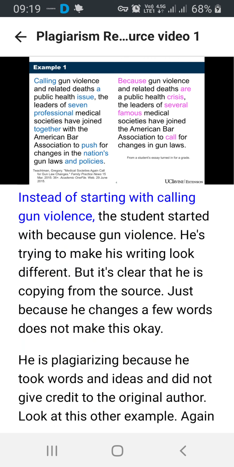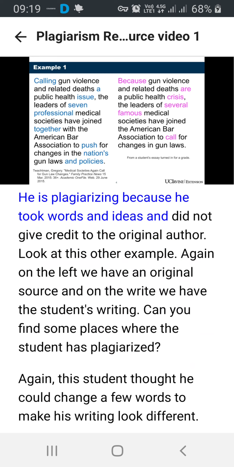Instead of starting with calling gun violence, the student started with because gun violence. He's trying to make his writing look different, but it's clear that he is copying from the source. Just because he changes a few words does not make this okay. He is plagiarizing because he took words and ideas and did not give credit to the original author.